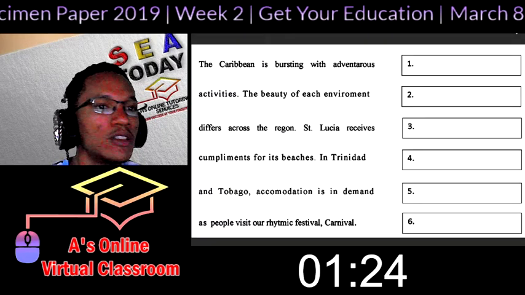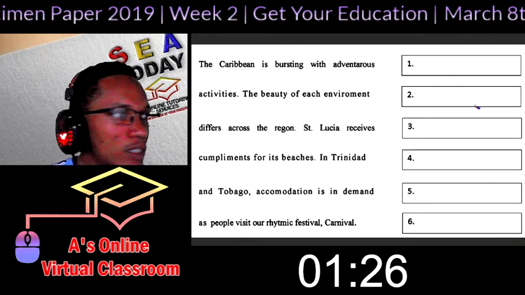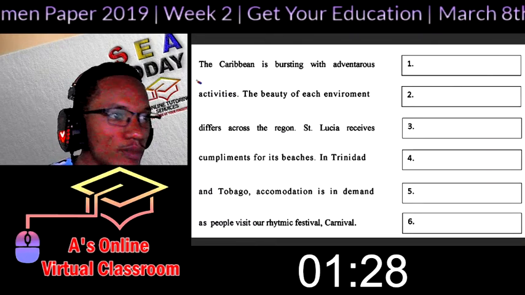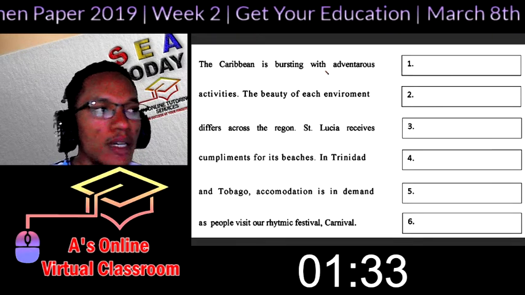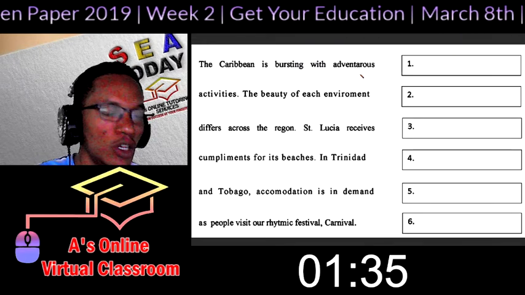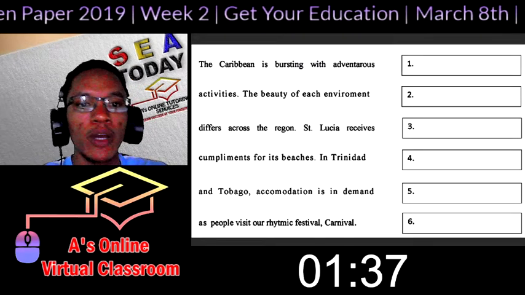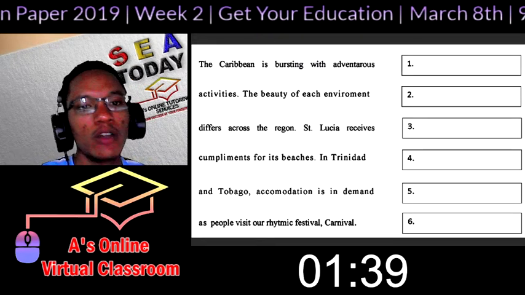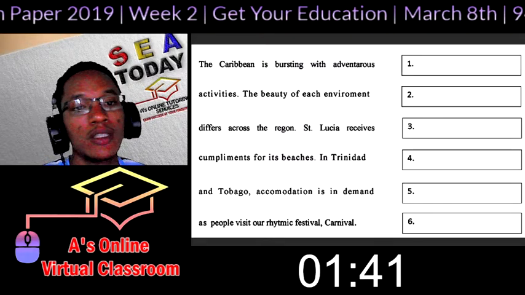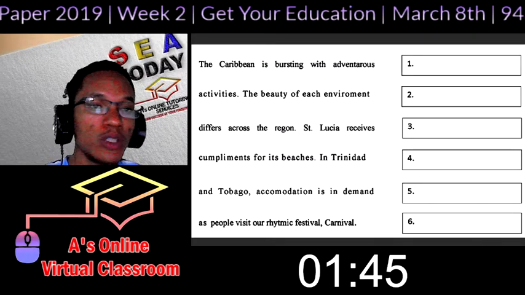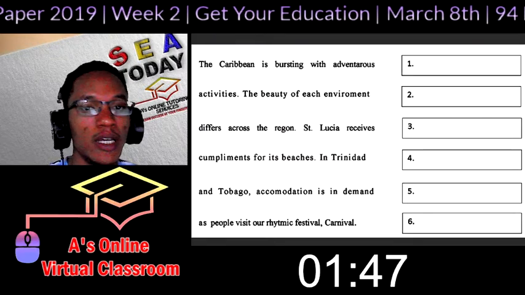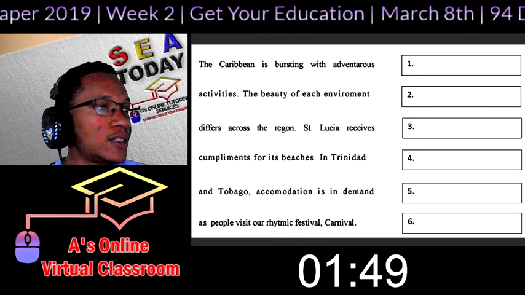Alright, so let's just get a little zoom in here, and we can see the full board here. So the first line is: the Caribbean is bursting with adventurous. What we're going to do is pick out our word, spell it correctly, and create a list of words that we should know, similar words to what we're seeing in this exercise.